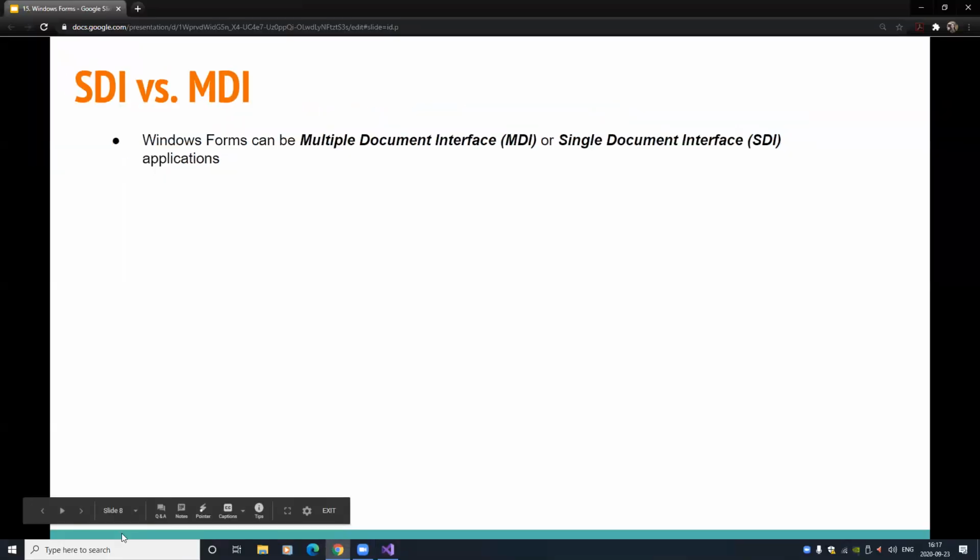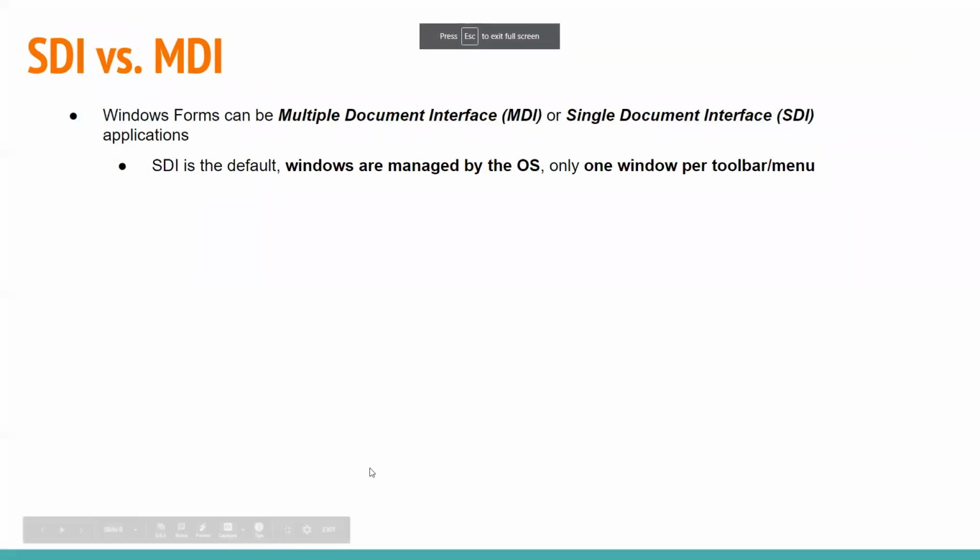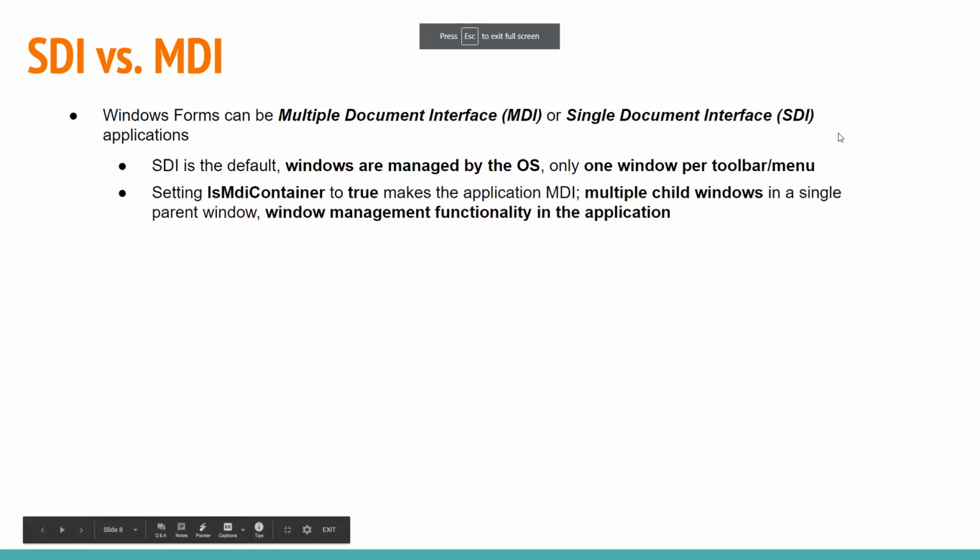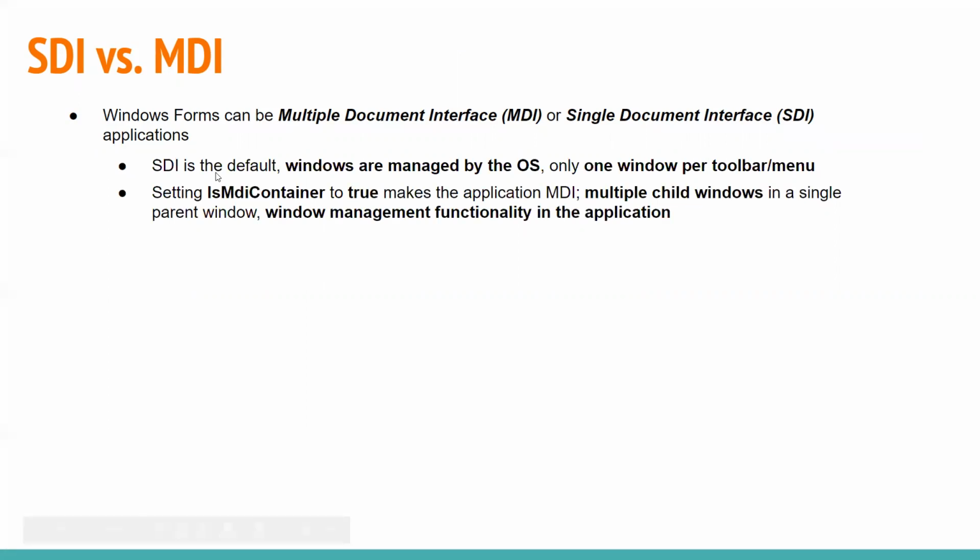Okay, and so what do we mean by that? Right, it's a fairly simplistic difference. The formal definitions are here. So an SDI, a single document interface application, means that the windows are managed by the operating system, and there is only one window per toolbar. Okay, I'll show you what that means now though.